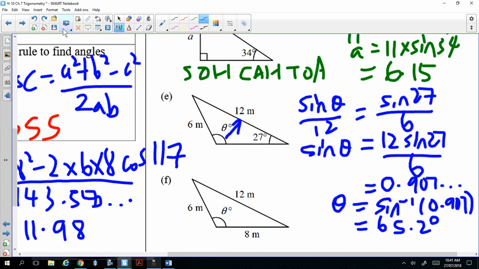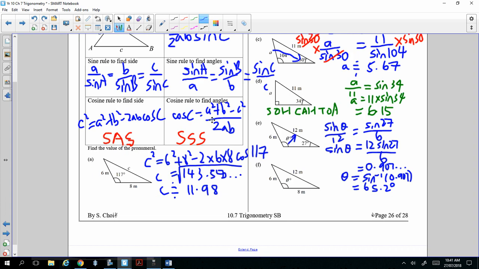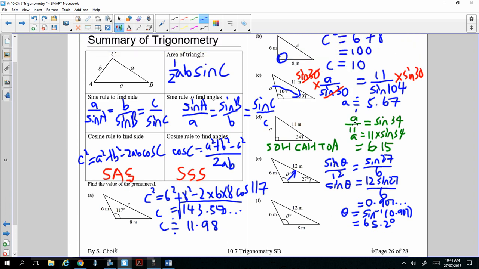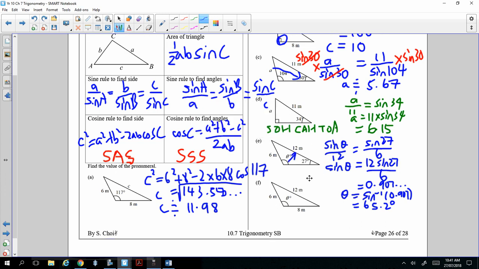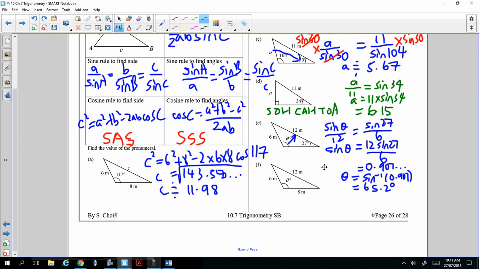So we've seen different methods. I didn't leave a lot of space, so okay, all right, good. So how about the last one? What rule do we use? Last one is cosine because SSS, all three sides given. So let's use the cosine rule.